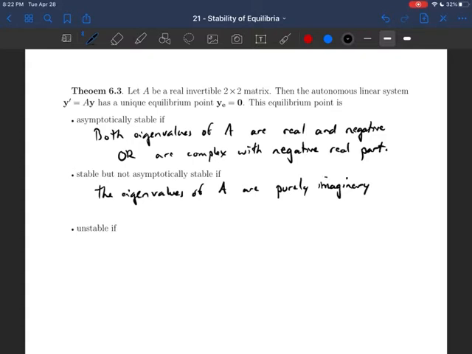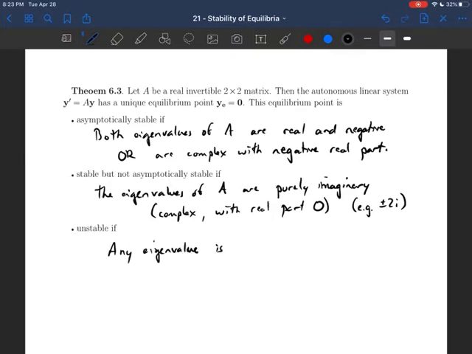Now, this system will be stable, but not asymptotically stable, if the eigenvalues of A are purely imaginary. All right, so what does that mean? Just as a recall, that means complex with real part 0. So that would be something like plus or minus 2i would be an example of purely imaginary eigenvalues.